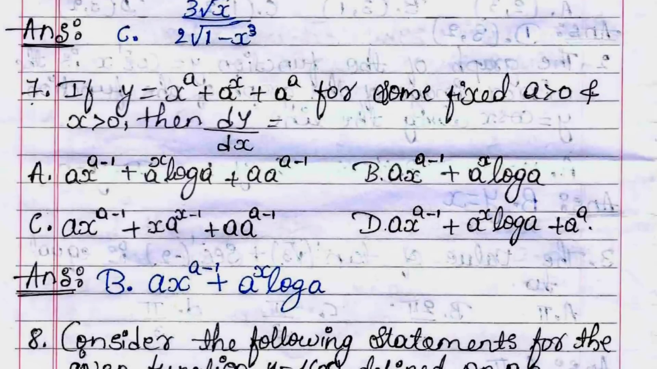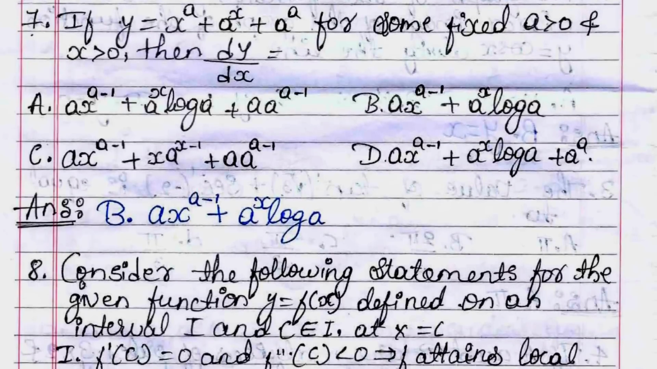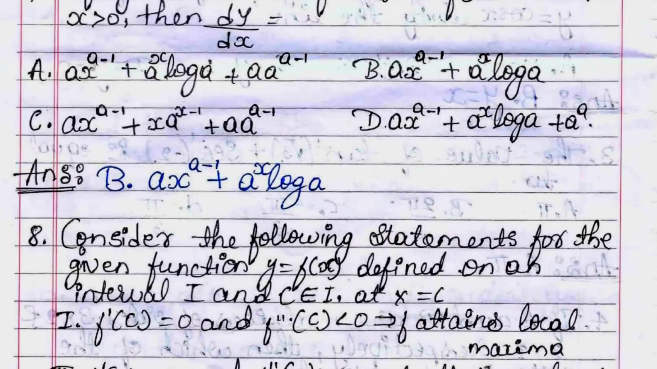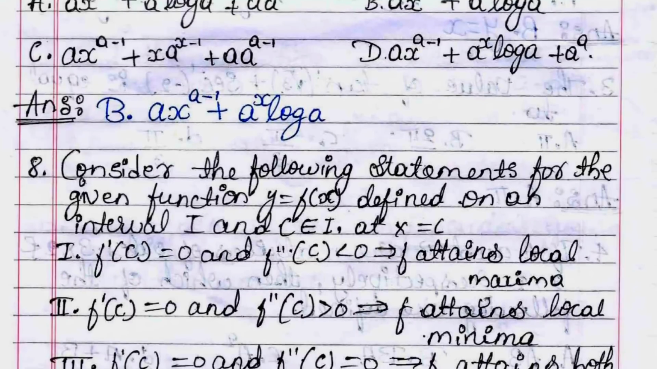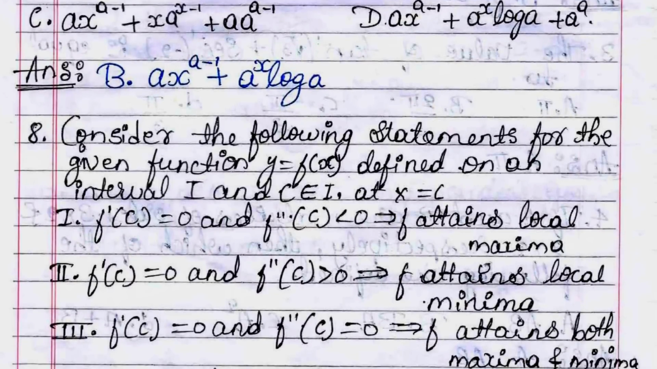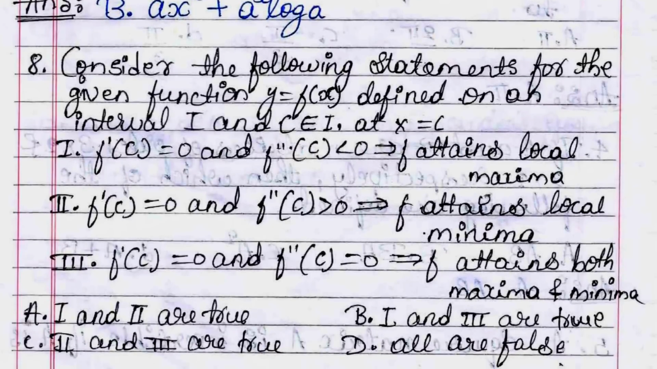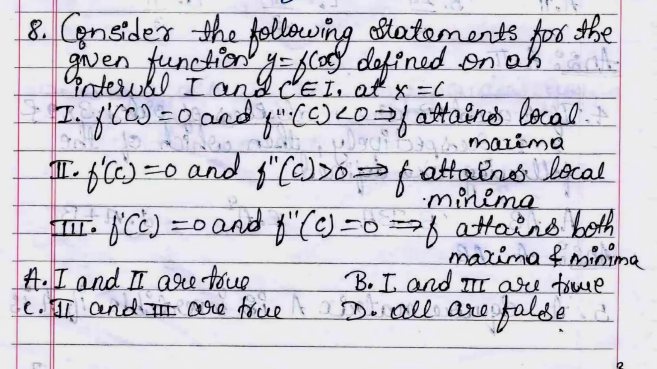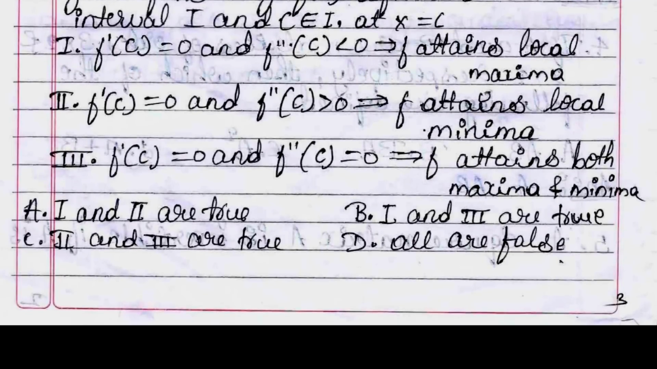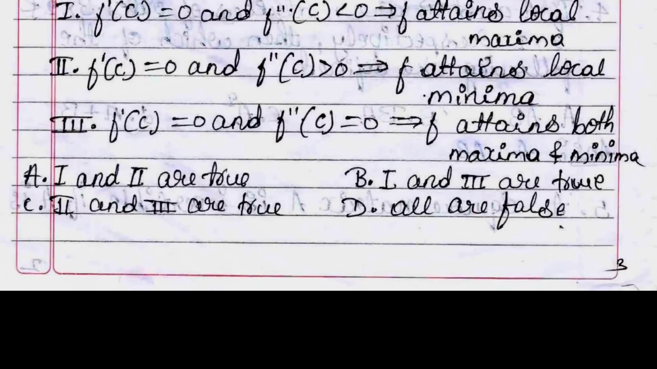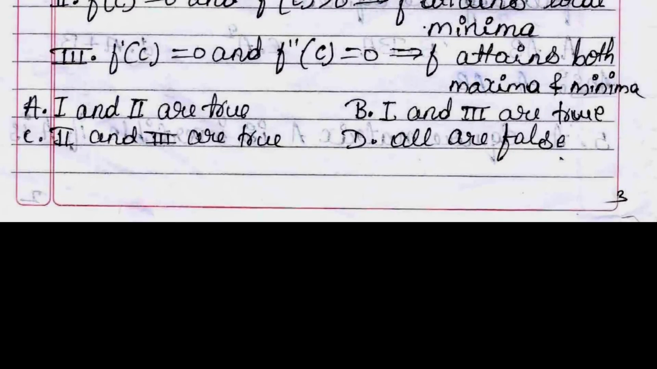Eighth, consider the following statements for the given function y = f(x) defined on an interval I and c in I, x = c. First, f dash of c = 0 and f double dash of c less than 0 implies that f attains local maxima. Second, f dash of c = 0 and f double dash of c greater than 0 implies that f attains local minima. Third, f dash of c = 0 and f double dash of c = 0 implies that f attains both maxima and minima.